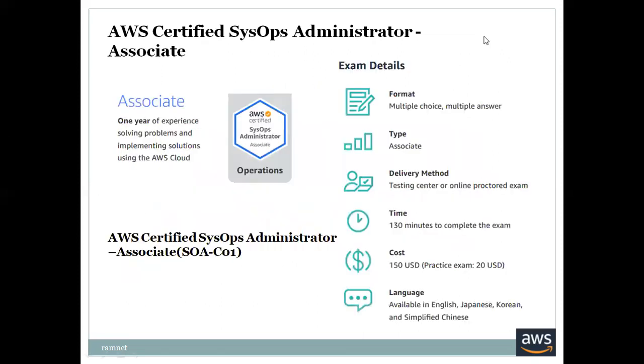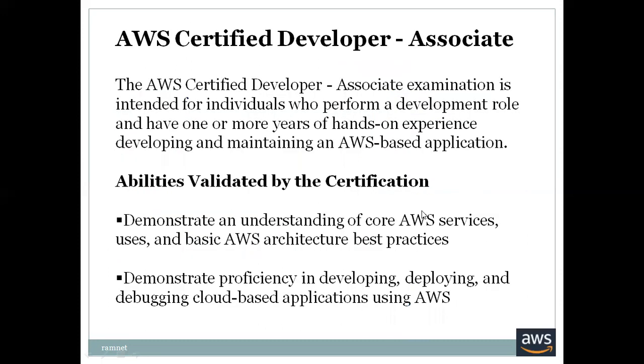Now the examination information. The format is again multiple choice, multiple answer, associate level exam. The delivery method is a testing center and other options. 130 minutes, it's the same one. Cost is $150, exactly the same way. Languages are available in all of these. So you will be awarded the SysOps Administrator Associate, SOA-C01. That is the certificate we'll be getting, for operations.